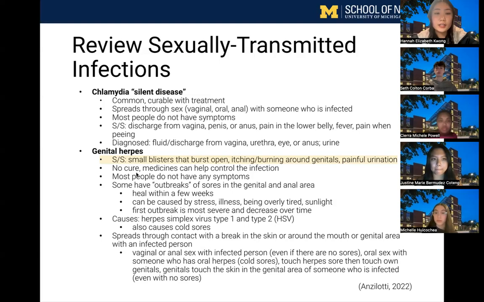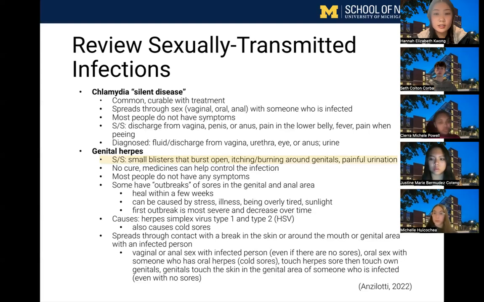There's typically no cure, but there's medicines that can help control the infection. Like chlamydia, most people don't have any symptoms, except for outbreaks of sores in the genital or anal area that heal within a few weeks, and they can be caused by stress, illness, being overly tired, or sunlight. The first outbreak of genital herpes is usually the most severe, and then over time it decreases.